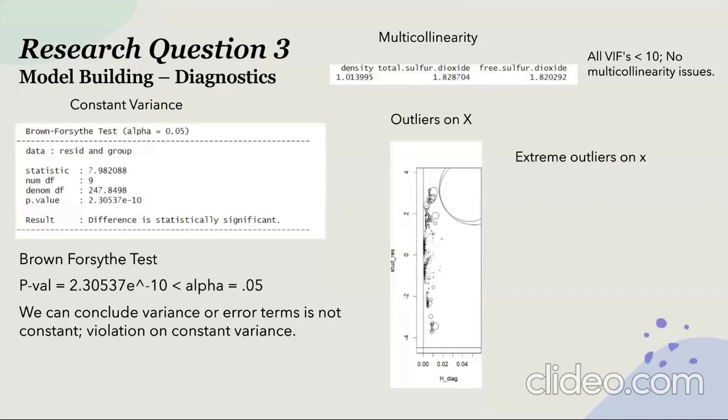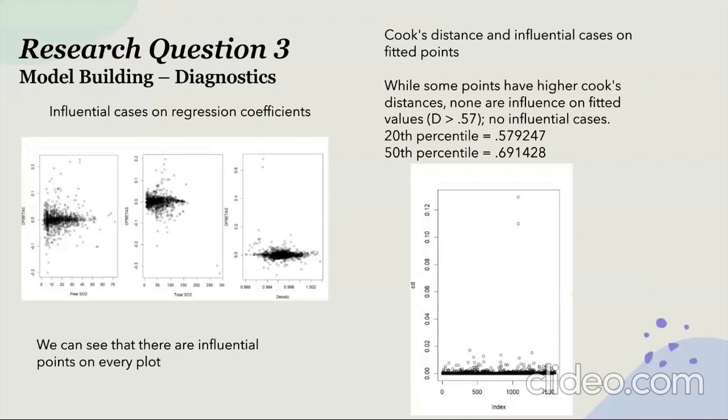Moving on to the outliers and influential points, we can see on our hat matrix that there are clear X outliers, and from our DFBETAS plots, there are influential points for all 3 of our predictor variables, showing the presence of influential cases on our regression coefficients. From our Cook's distance plot, we can see that there are points with relatively higher Cook's distances. However, they do not hold influence on our fitted points, as they do not exceed the boundaries of the 20th percentile.